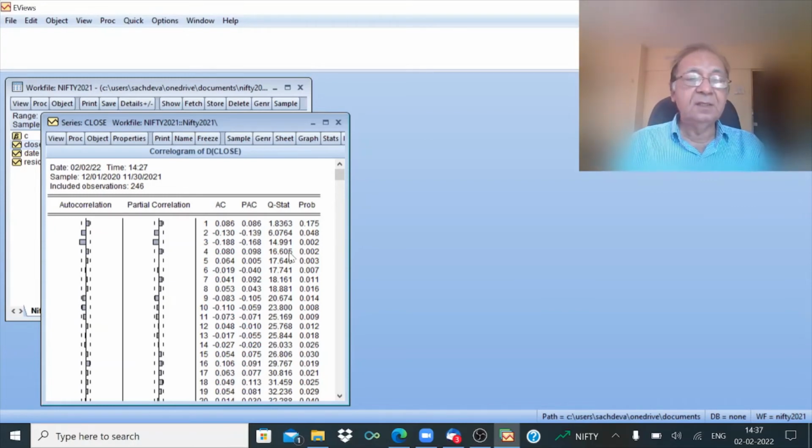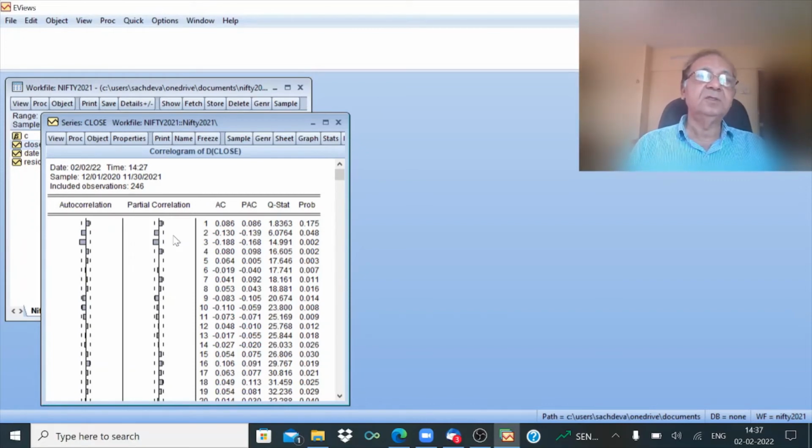I feel that we should take both. First, we should have the AR and MA as 3, that is ARIMA 313, and then we should see ARIMA 212, and we should check which one is better for us. Which one is better for us?